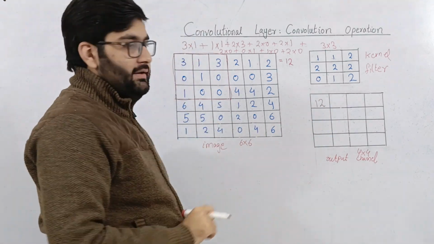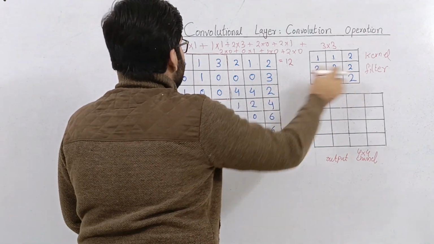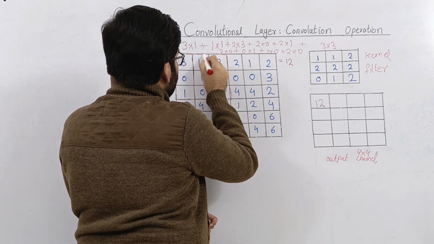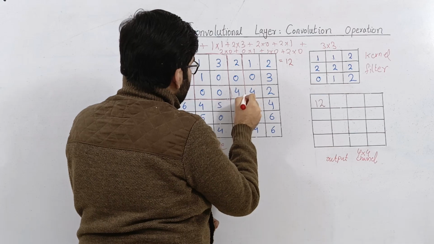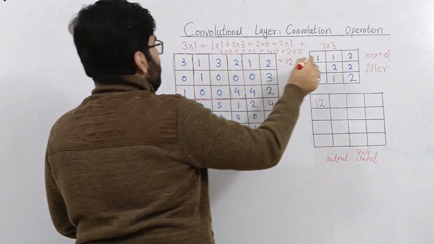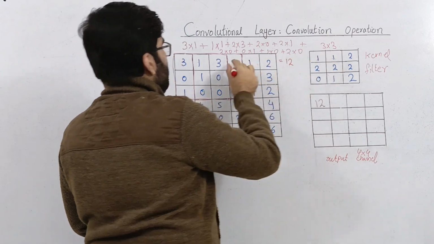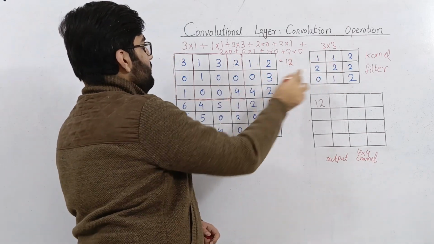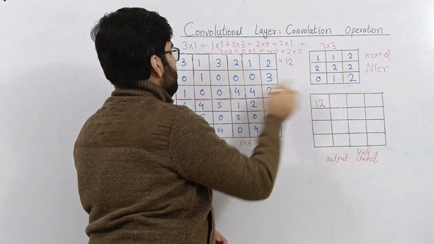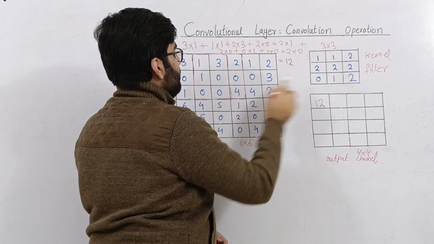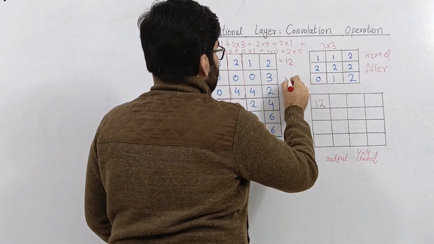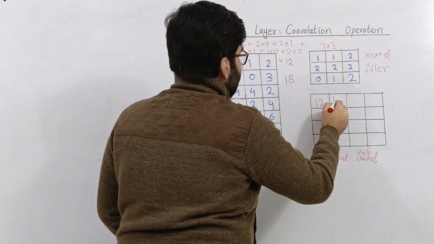Next, we move this kernel 1 point to the right, like this, and we do the same operation again. We multiply 1 by 1, 3 by 1, 2 by 2, 1 by 2, 0 by 2, 0 by 2, 0 by 0, 0 by 1, and 4 by 2, and the answer must be 18. So we can put that 18 here.